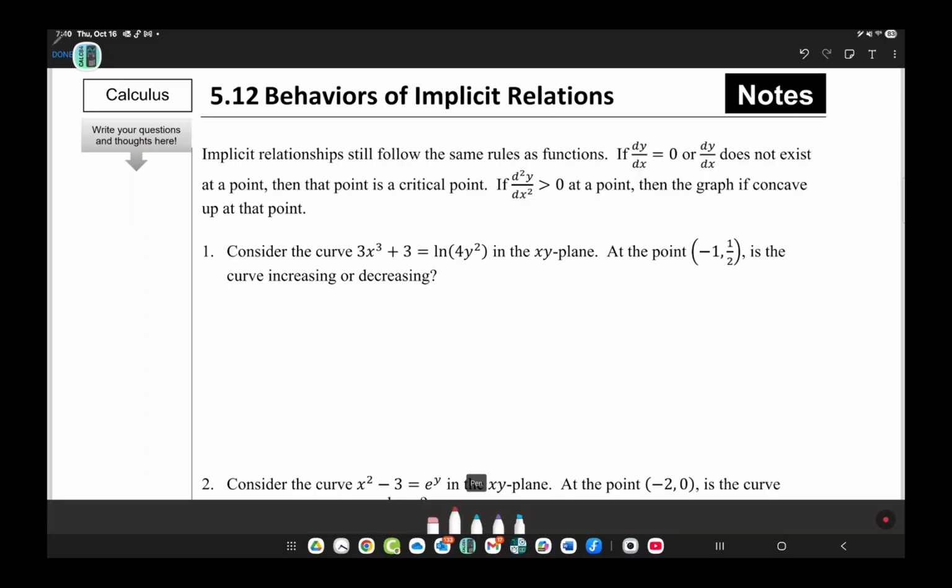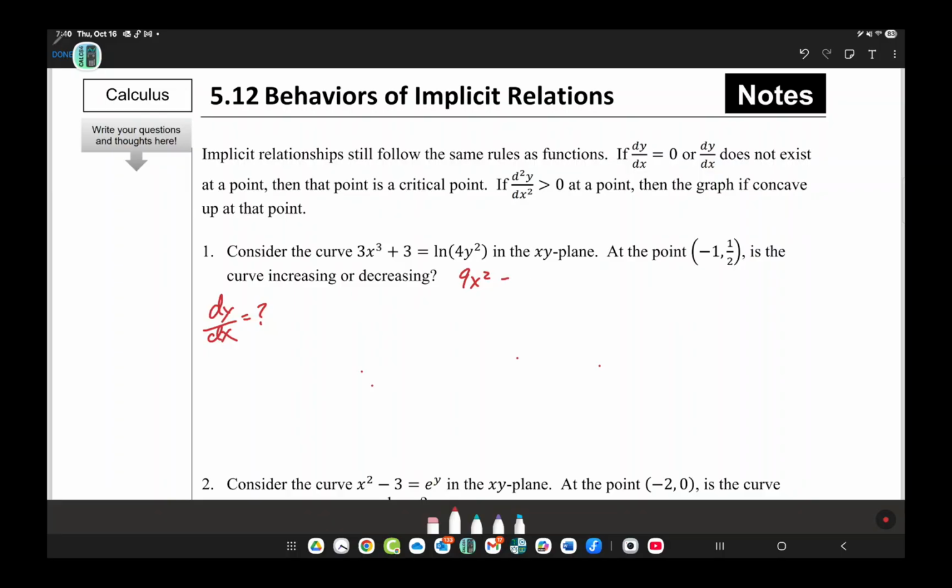So consider the curve 3x cubed plus 3 equals natural log of 4y squared. At the point negative 1, 2, is the curve increasing or decreasing? Now, what that means is we need to find dy/dx. Okay, that's what we're going to find. So take the derivative: 3x cubed gives me 9x squared.